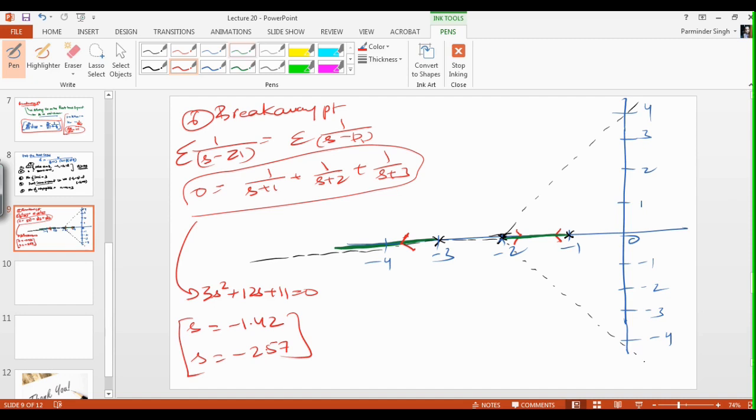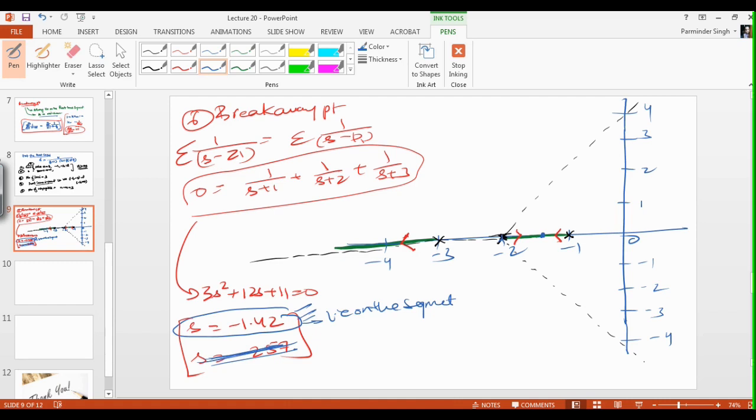Now where is minus 1.42 lying? Minus 1.42 is somewhere here. And the other one is minus 2.57, that is somewhere here. Out of these two, which one will be your breakaway point? Only this value lies on the segment, whereas this doesn't lie on the segment. So this value will be neglected. Hence s equal to minus 1.42 is the breakaway point. That is, this is the breakaway point.